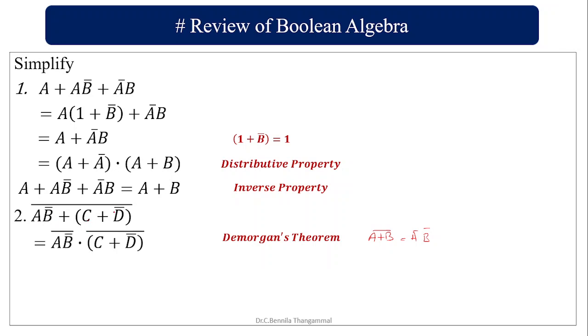So I can write this one. Again, I can use De Morgan's theorem. So what is this De Morgan's theorem? It states that A B whole bar is equal to A bar plus B bar. So here this A B bar whole bar I can write as A bar plus B. So it becomes B into C plus D bar whole bar, which is equal to C bar into D, because D bar whole bar is going to be D again.